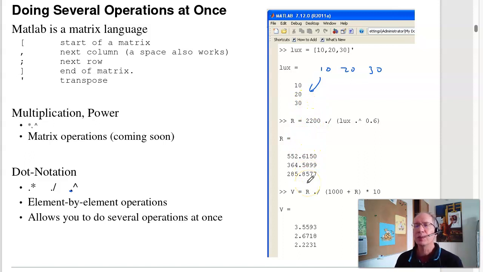So suppose I want to find out what's the resistance and voltage at 10 lux, 20 lux, 30 lux. What I could do is repeat the previous page 3 times, or I can set up a matrix. If lux is equal to 10, 20, 30, here's the resistance, and it finds all 3 values at once. Here's the voltage, finds all 3 values at once. So it's kind of convenient.